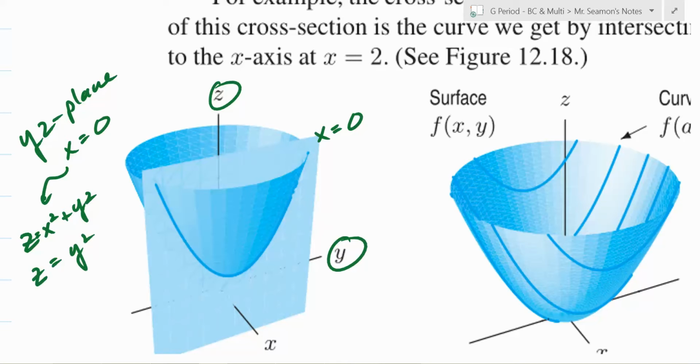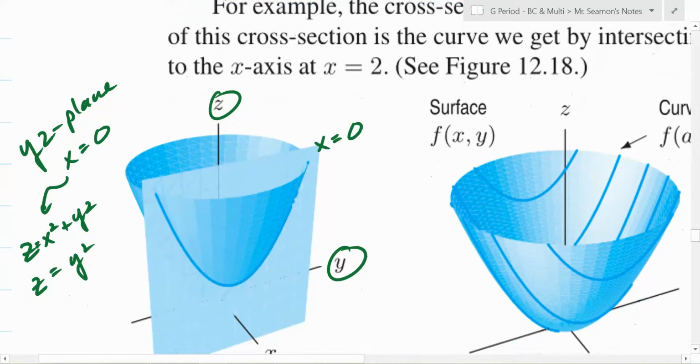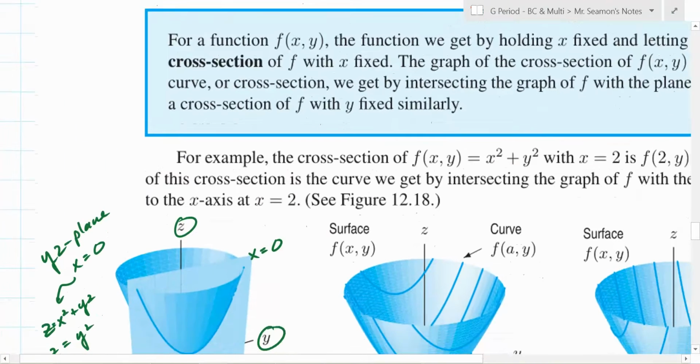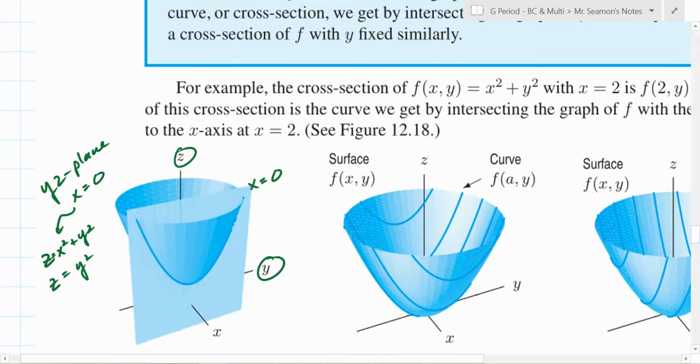So we have that one parabola right there. But what can we keep doing? Keep on tracing. We can have more traces, exactly. We could have more cross sections. So for example, instead of x equals 0, what could we have? x equals 2, x equals 3.